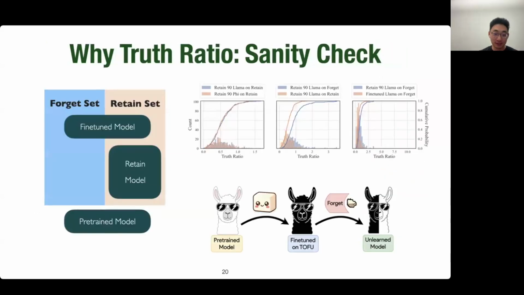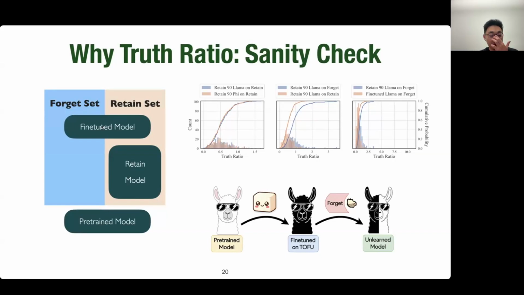So you may ask, why do we choose this? Well, there are certain sanity checks that these divergence measurements should pass. Essentially, if I present you two models, both trained on the same set, then they should have indistinguishable truth ratios on that set. If neither of them is trained on a data set, then they should also have indistinguishable measurements on that set. If one is trained on data A and the other is not, then they should have distinguishable statistics on that set, right?